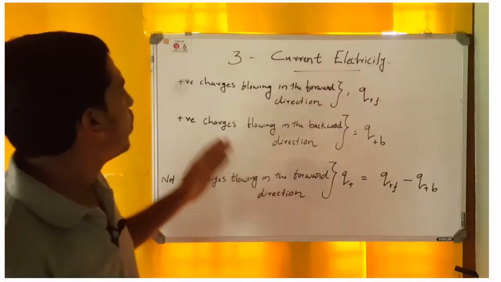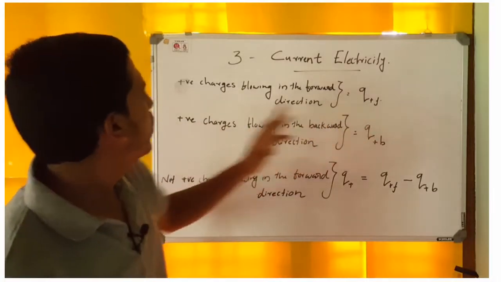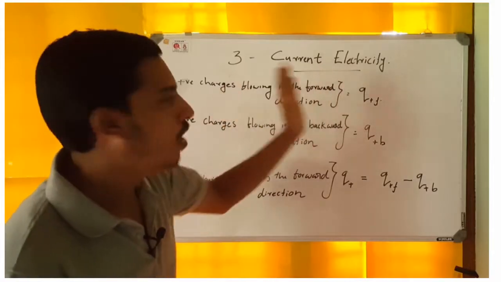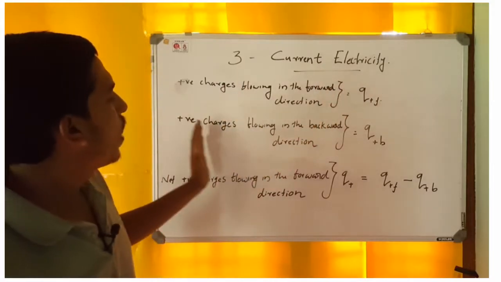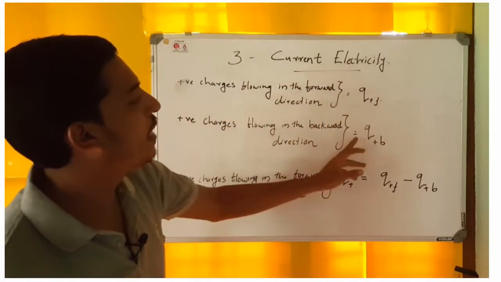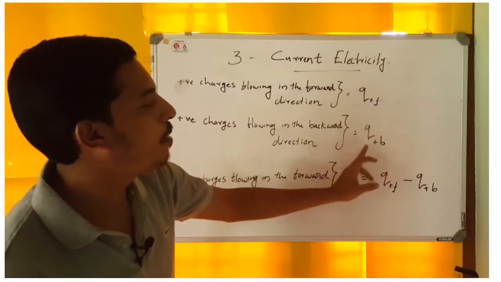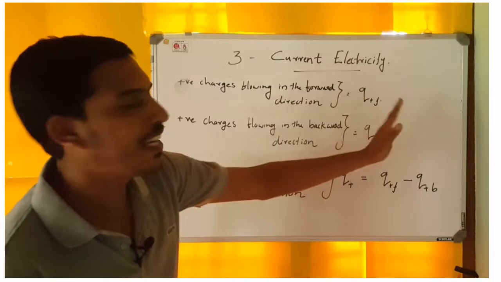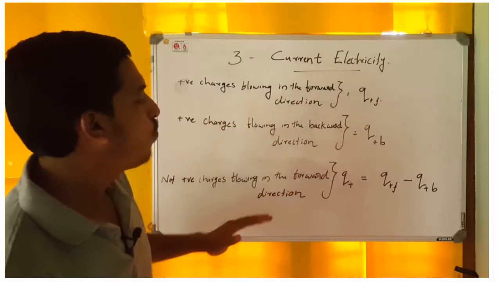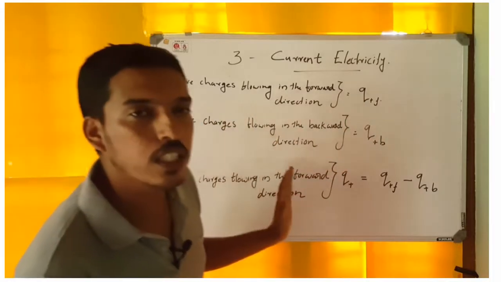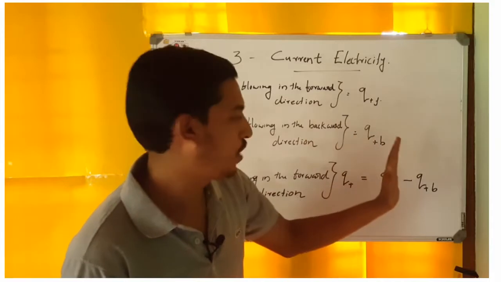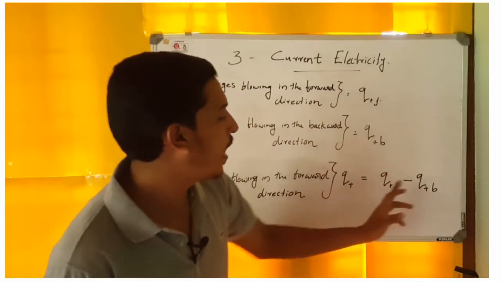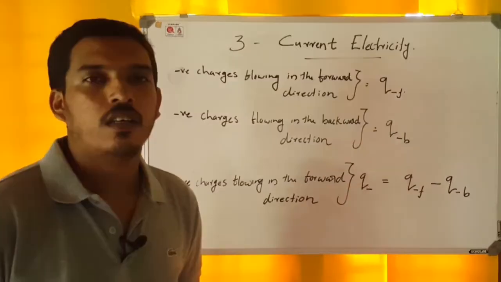Now, let's consider Q plus F as the positive charges flowing in the forward direction, that is left to right, and the positive charges flowing in the backward direction can be taken as Q plus B. Q plus B means positive charges flowing in the backward direction, so from right to left. If so, we can say the net positive charges flowing in the forward direction can be written as Q plus F minus Q plus B. It can be taken as Q plus.